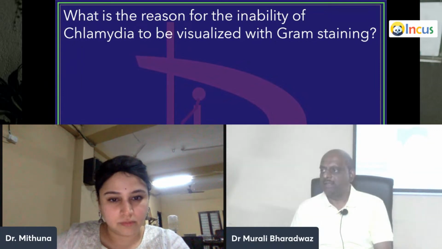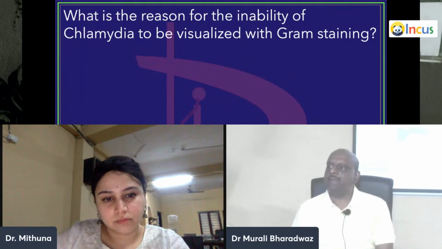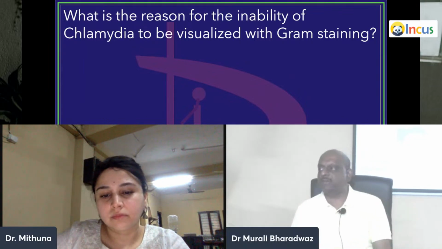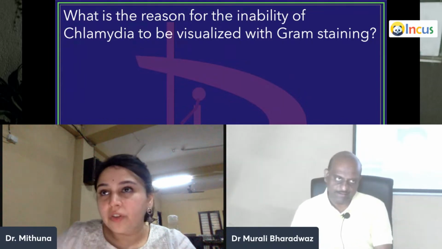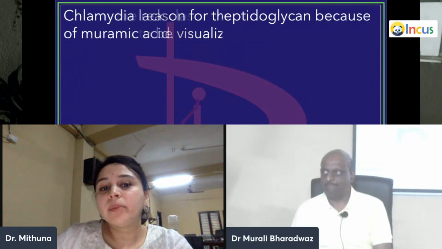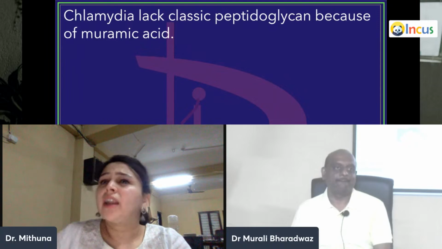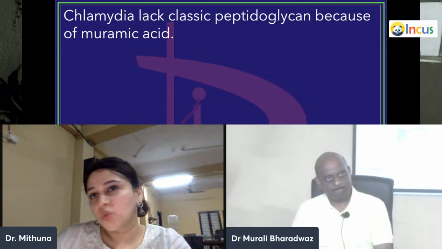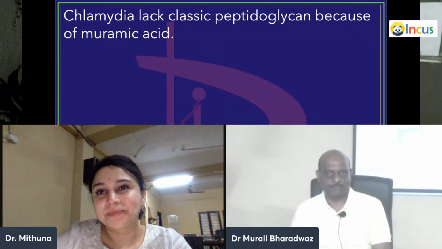Why is chlamydia unable to be visualized by gram staining? For gram staining, you need a peptidoglycan layer, which is absent in chlamydia because of muramic acid. And it is also an intracellular organism, so you can't stain it with gram stain.